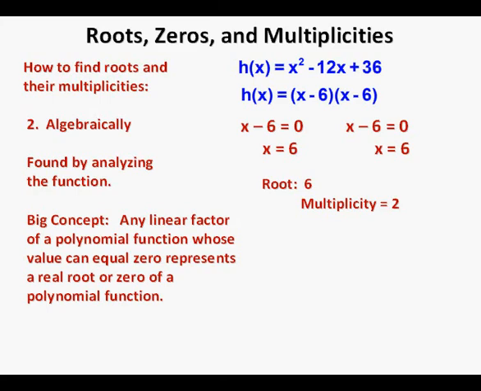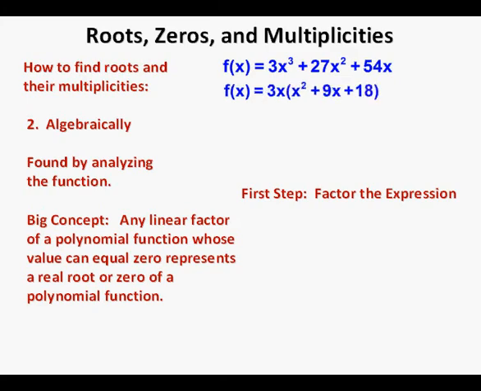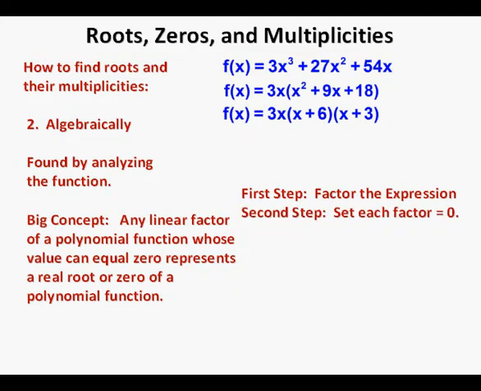Let's say we have this function, f of x equals 3x cubed plus 27x squared plus 54x. What we can do with this function is to see if we can factor linear terms from this cubic expression. In factoring out 3 and x from each term, we have 3x times quantity x squared plus 9x plus 18. And then after factoring the x squared plus 9x plus 18, we have 3x times quantity x plus 6 times quantity x plus 3.